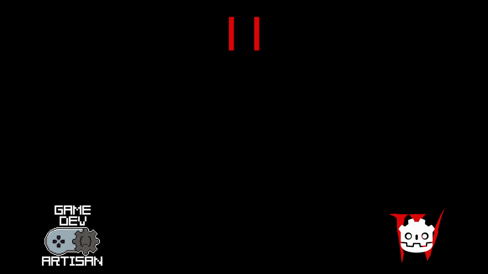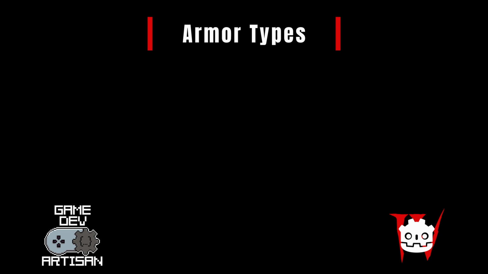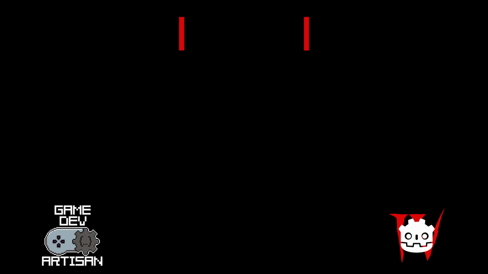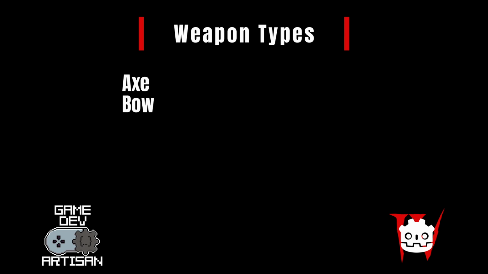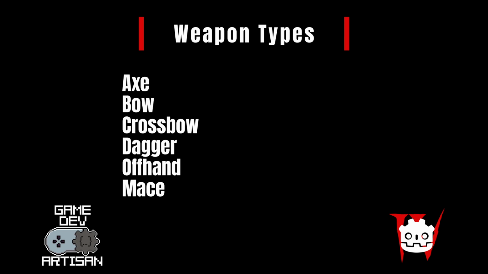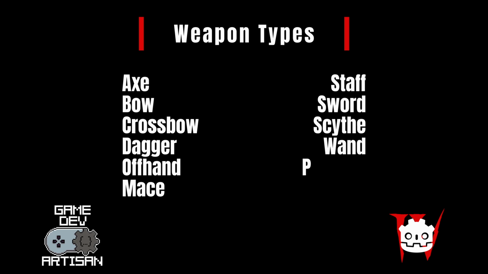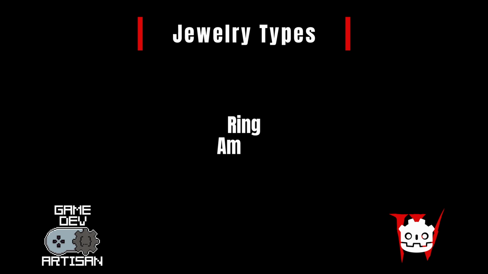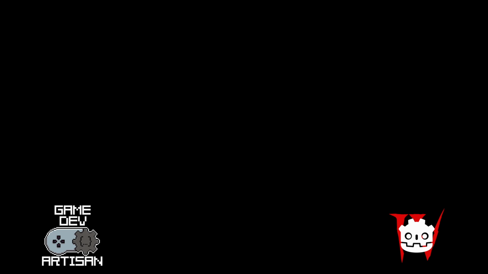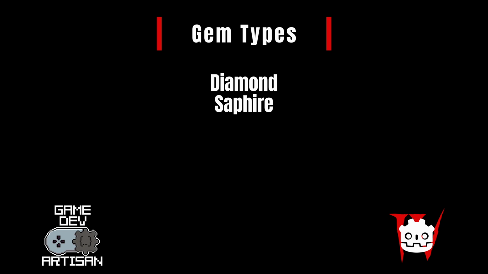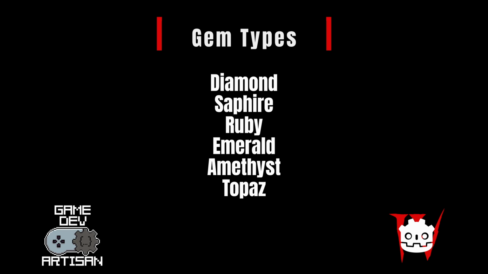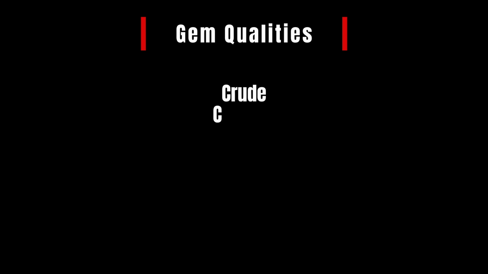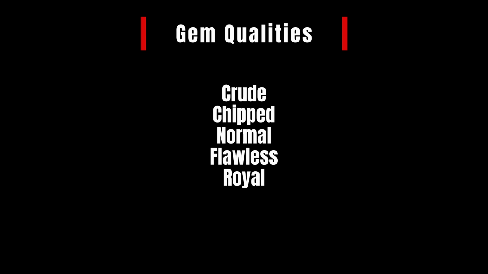And while extending our gear for armor, the types of armor we have are chest, helm, pants, footwear, gloves, and shield. And for weapons, we have axe, bow, crossbow, dagger, offhand, mace, staff, sword, scythe, wand, and polearm. And for our jewelry types, we have a ring and amulet. And last, for our gems, we have the types of diamond, sapphire, ruby, emerald, amethyst, and topaz. When looking at gem qualities, we have crude, chipped, normal, flawless, and royal.